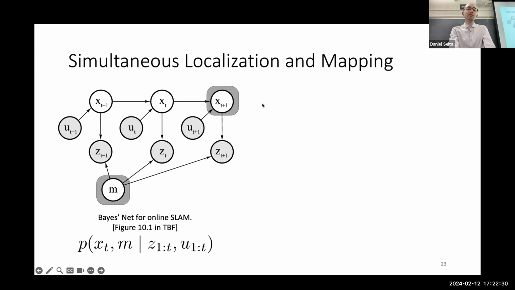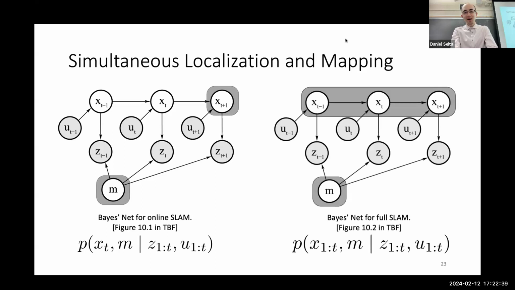So what about the full SLAM problem? If you're doing full SLAM, then you have to figure out all of the poses here. So you have the probability of x_{1:t} and M given v_{1:t} and u_{1:t}.